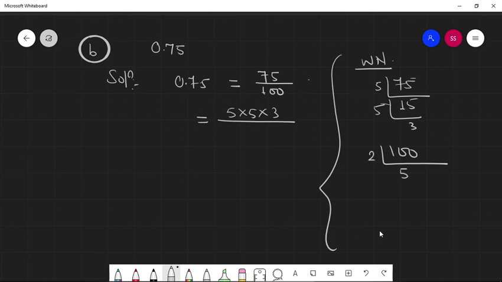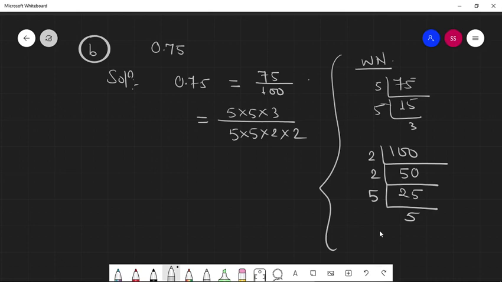2 5s are 10 and 0s are 0. Again, simply it is divisible by 2 because it is an even number. So 2 25s are 50. Again, 25 is divisible by 5. 5 5s are 25. So in the denominator, you can write 5 times 5 times 2 times 2. 5 5s are 25, 2s are 50, 2s are 100, and in the numerator 5 5s are 25, 3s are 75.